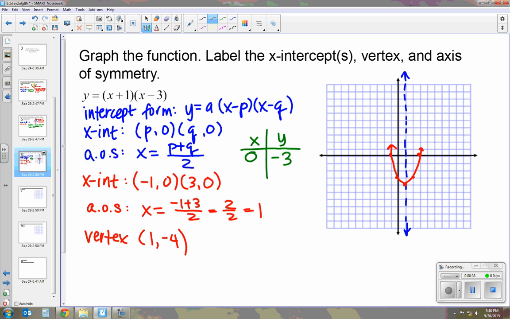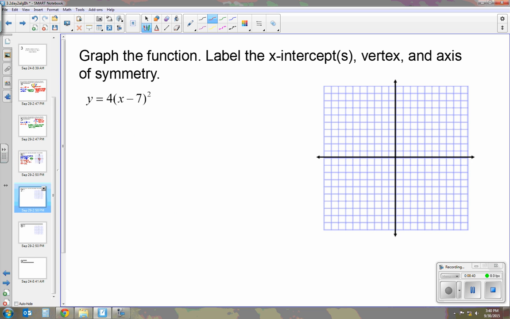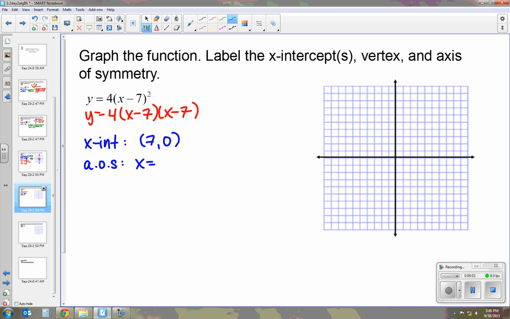Okay, I have another example for you. This one looks a little bit different. It looks like vertex form, but it can be written as intercept form as x minus 7 times x minus 7. Now this one is special because our x-intercept is 7, 0, and our axis of symmetry is 7 plus 7 over 2, which is 7. Let's graph that first before I show you what happens.